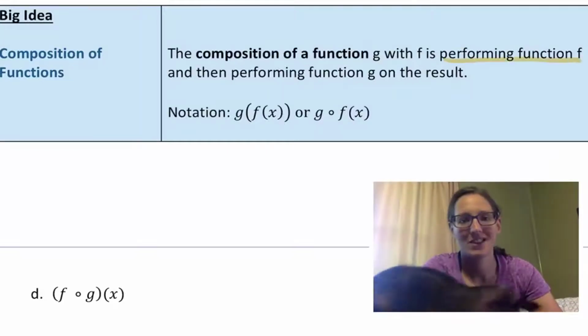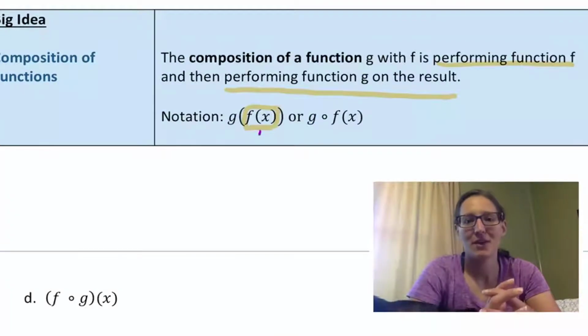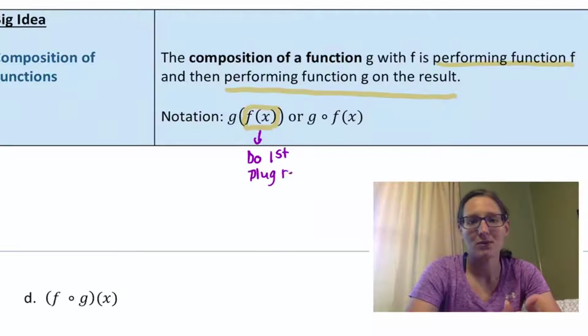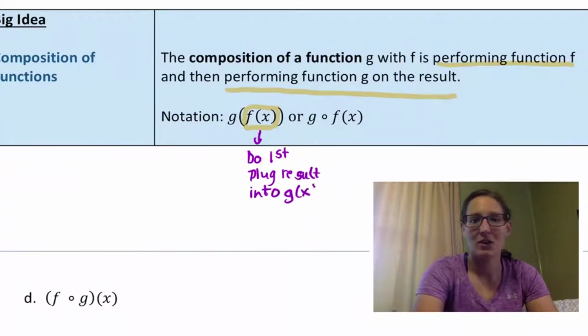Composition of two functions is when you basically have one function inside of the other. So you're performing the operation of your inner function first, taking whatever result you get, and then plugging it into your outside function. So it's kind of like do one thing, take your result, do another thing to it.